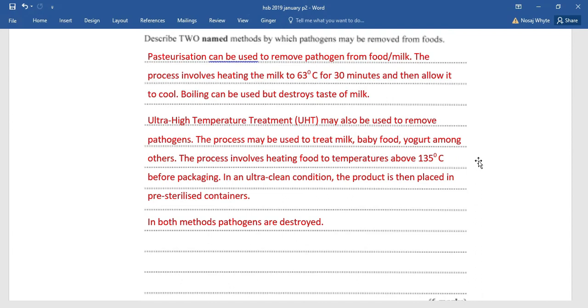So this is pretty much a method that they would use to put things preserved on the shelves in the supermarket and all of that. So these are just two methods you could use. There are other methods that you could use, but I chose these two.